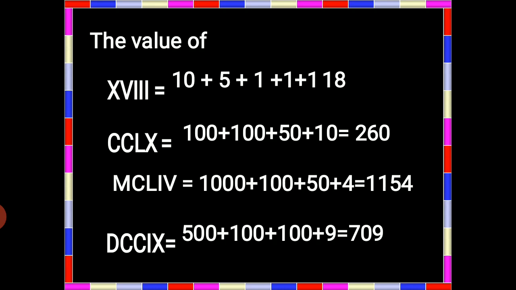Now the next is DCCIX. D represents 500, C 100, I 1 and X 10. Now IX is different. Here the smaller is before the greater, so we will do the subtraction. 10 minus 1 is 9. Now 500 plus 100 is 600, plus 100 is 700, and plus 9 is 709.